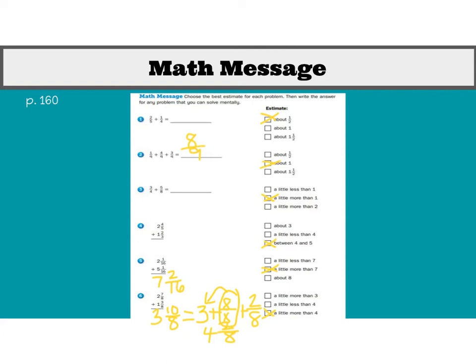All right, nice job, guys. We might revisit this during class. You might actually go back and solve number 1, number 3, and number 4 by finding a common denominator.